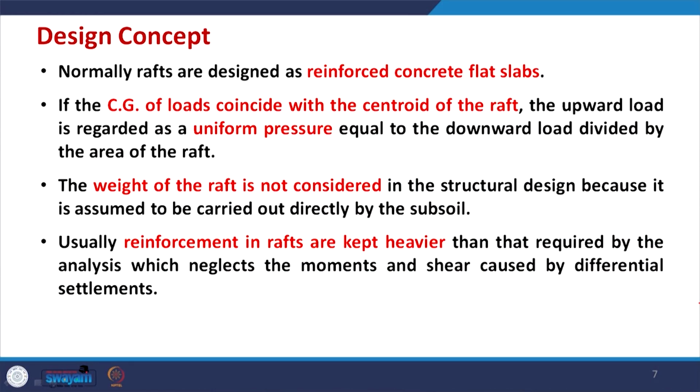If the center of gravity of loads coincides with the centroid of the raft, in that case the upward load coming from the soil can be regarded as uniform pressure, and this uniform pressure can be considered as the total downward load, which is the load coming from the superstructure, divided by the area of the raft. However, the weight of the raft is not considered in the structural design, because the raft is directly supported on the soil and its load is directly carried by the soil. So, the weight of the raft may not be required to be considered.